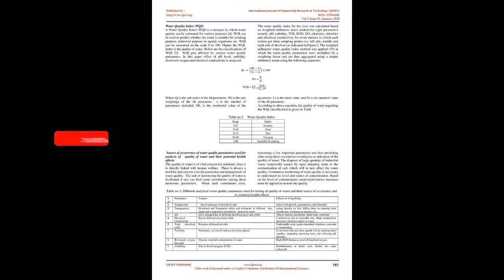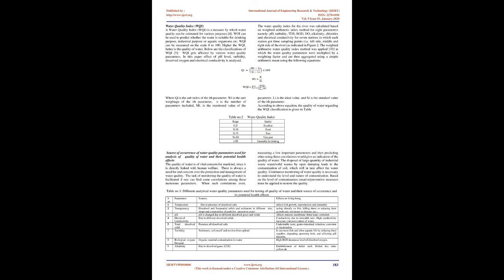Source of occurrence of water quality parameters used for analysis of quality of water and their potential health effects. The quality of water is of vital concern for mankind, since it is directly linked with human welfare. There is always a need for and concern over the protection and management of water quality. The task of monitoring the quality of water is facilitated if one can find some correlations among these numerous parameters. When such correlations exist, measuring a few important parameters and then predicting others using these correlations would give an indication of the quality of water.